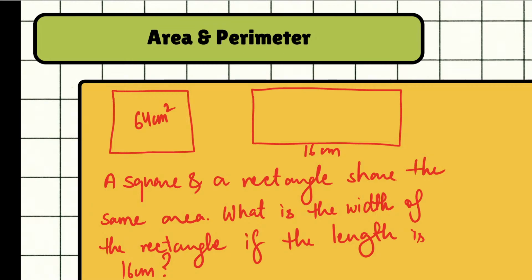Okay, so this is what the question is. The question has given information where they both share, the square and the rectangle, they both are sharing the same area. If they both are sharing the same area, we have to find out the width or maybe the breadth of the given rectangle if the length is 16 centimeters.